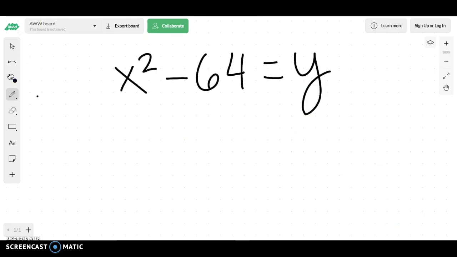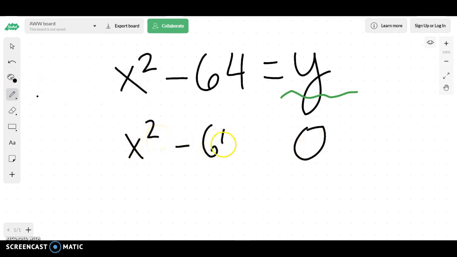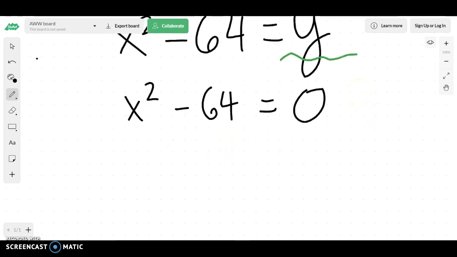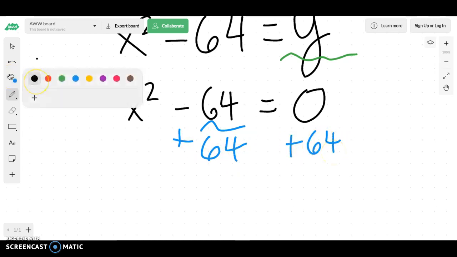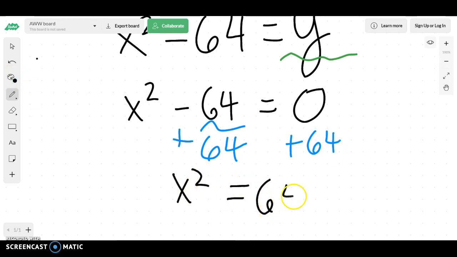Okay, so we're going to solve this quadratic. Again, we know what y is going to be. Y for us is going to be 0. So we have x squared minus 64 is equal to 0. Well, our first step would be getting this value away. So we're going to add it to both sides. And what we're going to get is that x squared is equal to 64.